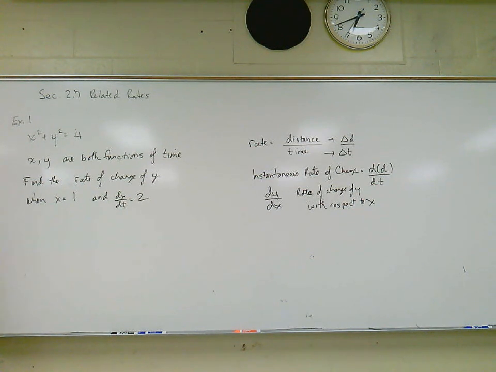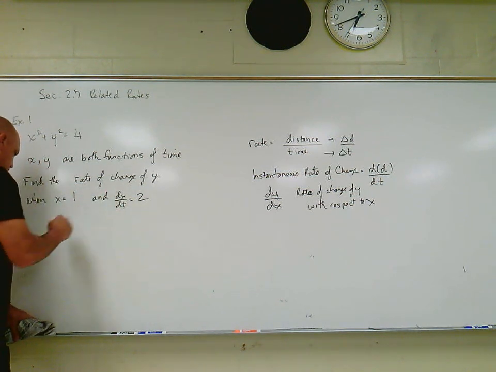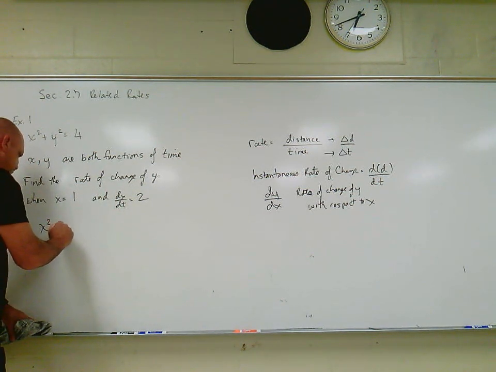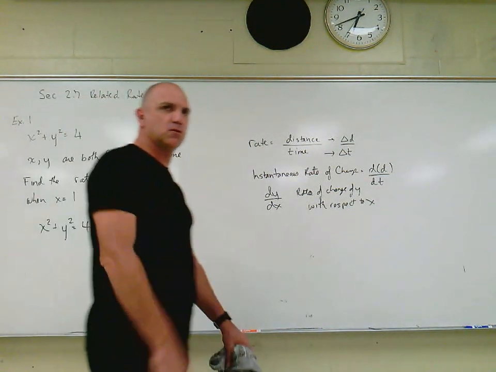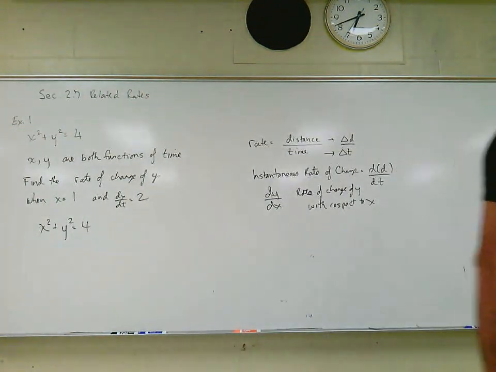All right, so let's talk about this. This is kind of like the intro into how we're going to work these related rates problems. The first thing I want you to see is this. Before we start working the problem, we look at this. Where did you see problems like this before? x squared plus y squared is 4, and we had to do derivatives. Where did you see those?